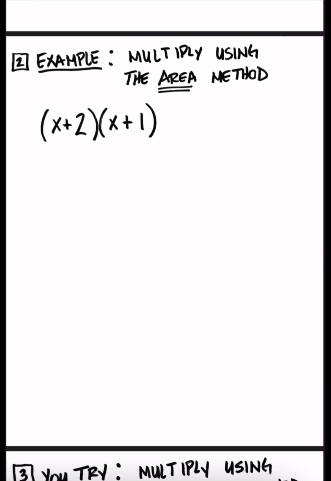Moving on to an example. We're going to draw these as combinations of rectangles and squares. So on the left side going down, we have 1x and 2 1s. And over here on top, we have 1x and 1 1.